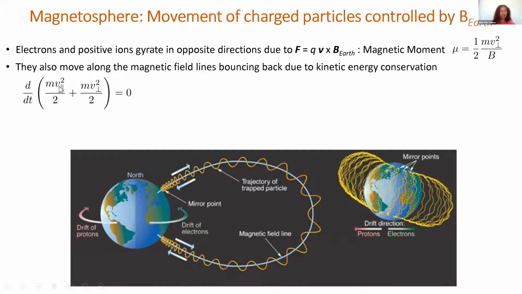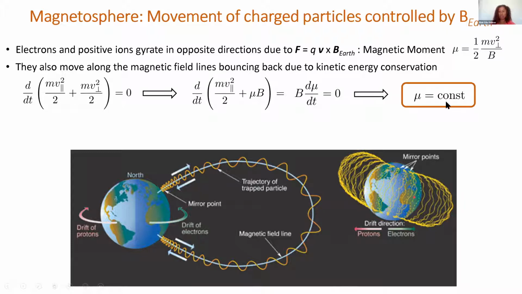So if we separate the velocity parallel to the magnetic field from the perpendicular velocity, we have this equation for the kinetic energy. The energy needs to be conserved. And if we take advantage of the definition of the magnetic moment and place it here, we see that the time variation of this moment has to be 0, which means it has to be constant.